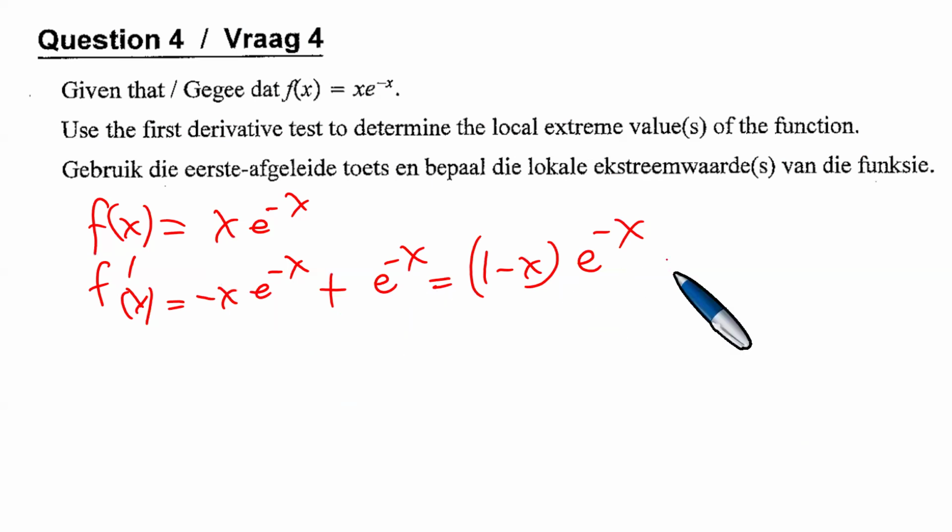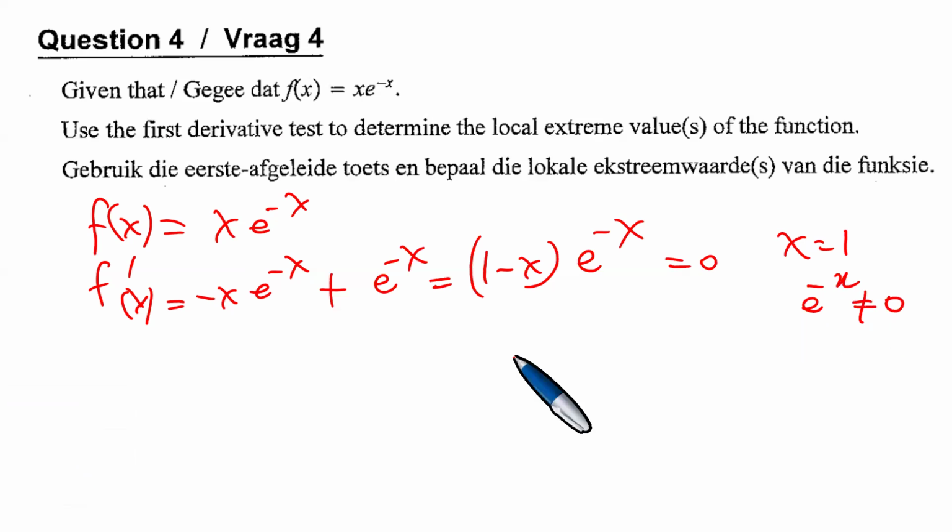Right, so therefore you're going to put this to 0, and this means that x is 1. Obviously you'd get that x is 1 for this factor, because e to the minus x is not 0. Not e to the minus infinity, but e to the minus x. So e to the minus x is not 0. The only factor that is 0 is the 1 minus x.